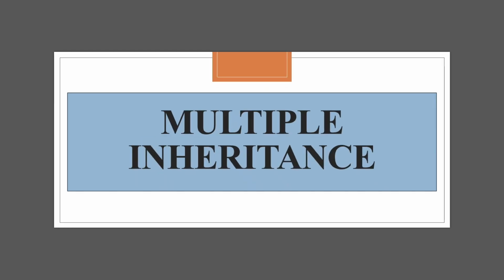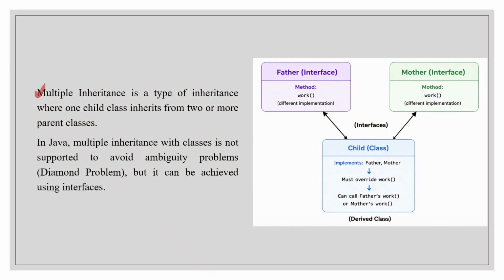So, what is multiple inheritance, whether Java supports multiple inheritance or not, and how these concepts work in real programs. Multiple inheritance means one class inherits properties and behaviors from more than one parent class. In simple words, a child class will get features from two or more parent classes.